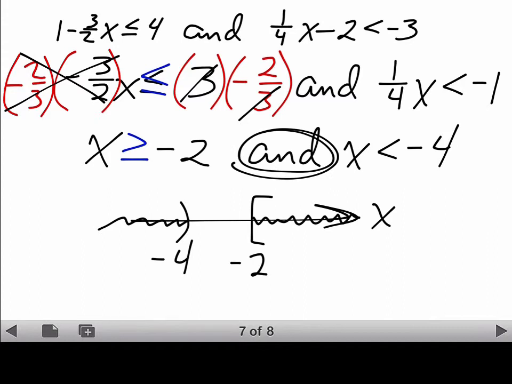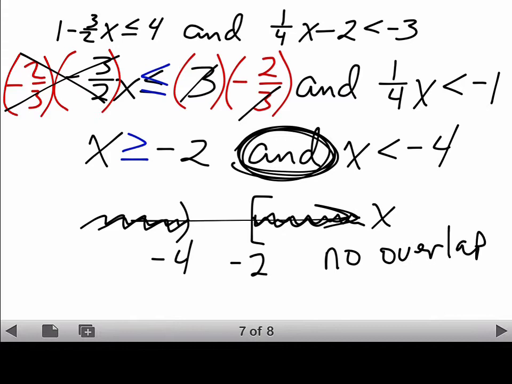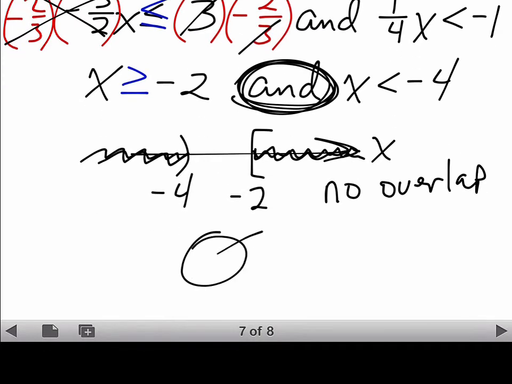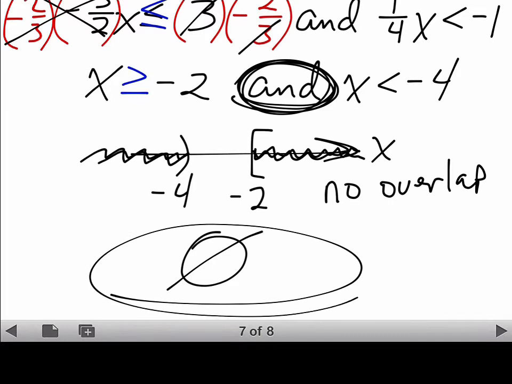Remember what and means. And means overlap. Folks, if I'm shading to the right of negative 2 and to the left of negative 4, there is no overlap. And if there's no overlap, then there's no solution. That's what I would put as the answer to this inequality.